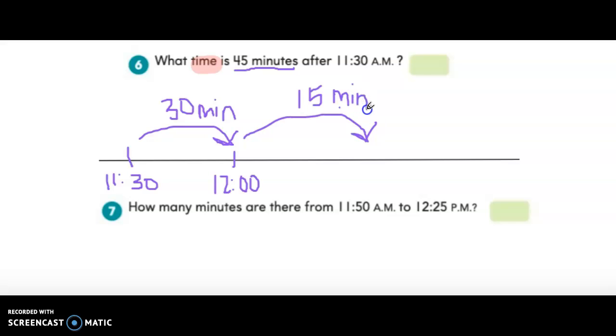And 15 minutes after 12 is 12:15. Now again, like I mentioned before, once you pass 12 o'clock, you want to be thinking the AM or PM is switching. Okay, so we started in AM, which is like our lunch time. So then once you hit noon, it's switching to PM. So our final time would be 12:15 PM.